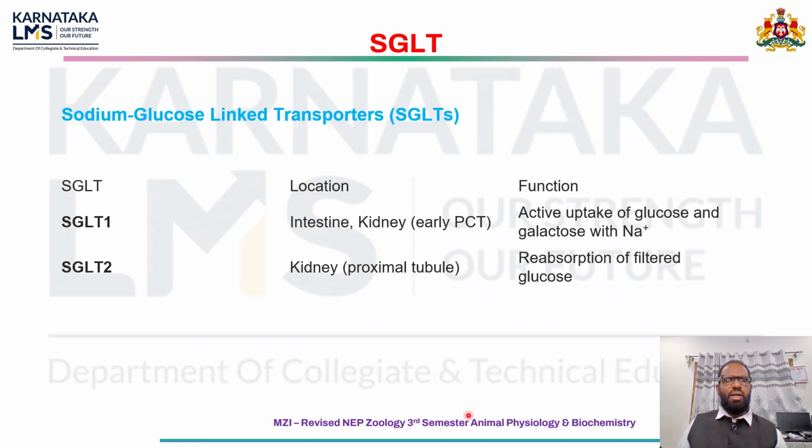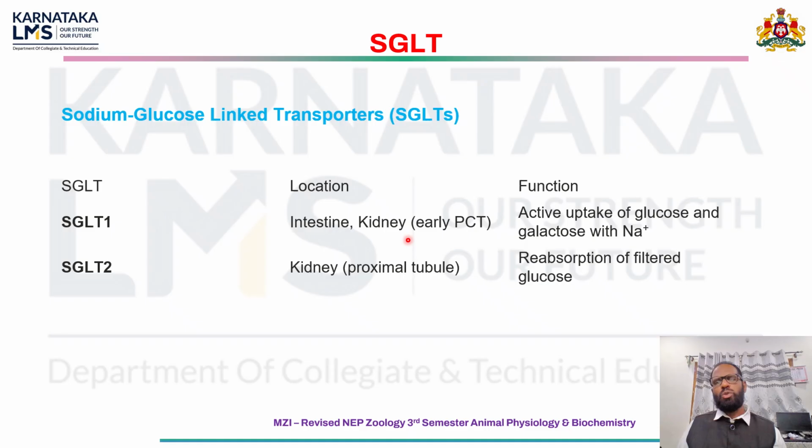The SGLT1 transporters are located in the intestine. They are also located in the kidney. These transporters are mainly responsible for the active uptake of glucose and galactose with sodium. Here an exchange will take place. Sodium is going to be exchanged with the glucose molecule. That's why this type of transporters are called sodium glucose linked, because one molecule of glucose enters into the cell, and one sodium will come out of the cell. That's why they are called sodium glucose linked transporters.